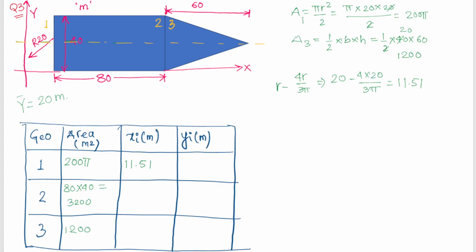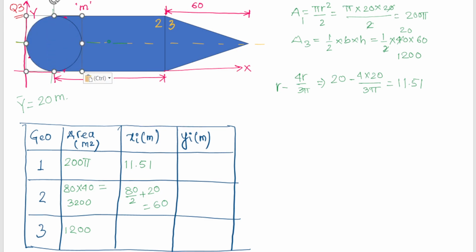Now we first find the location of the centroid of the rectangle within its own geometry with reference to its extreme left axis. That will be half of the length, so I'll write here 80 by 2, and then add the distance between these 2 points. This point's radius was 20, so this distance is also 20. So our distance is half of 80 plus 20, meaning 40 plus 20 is equal to 60 meters.